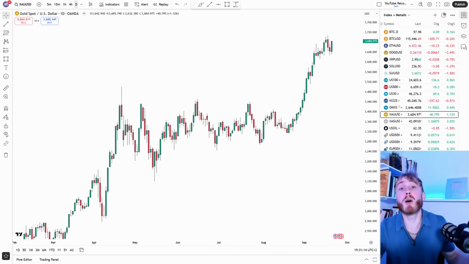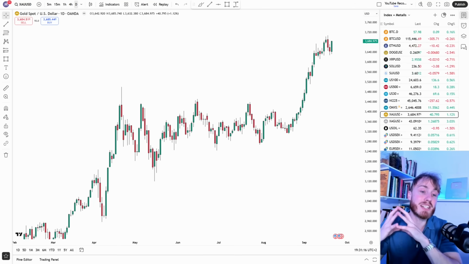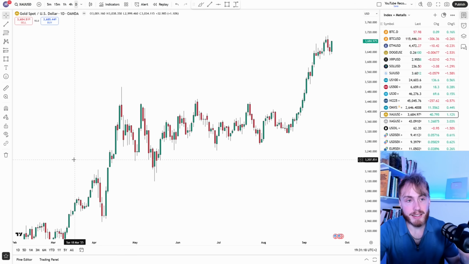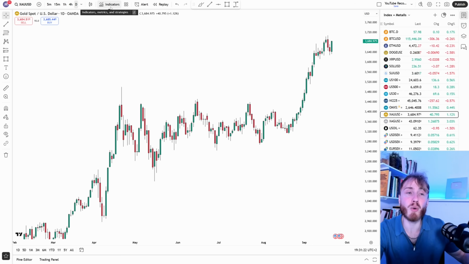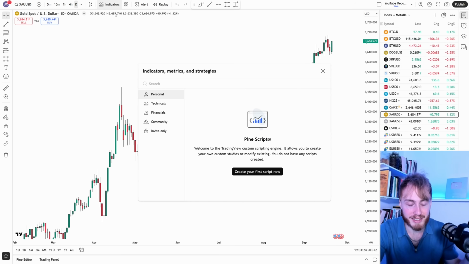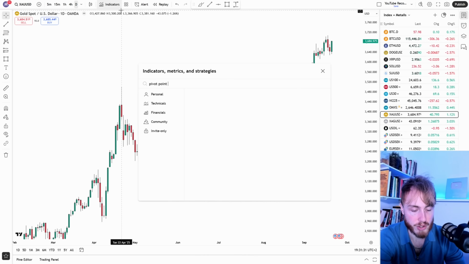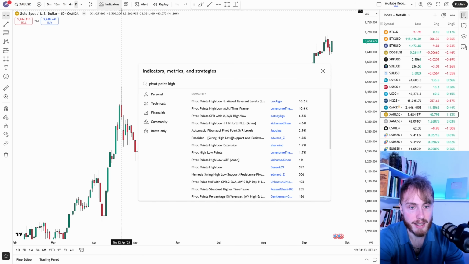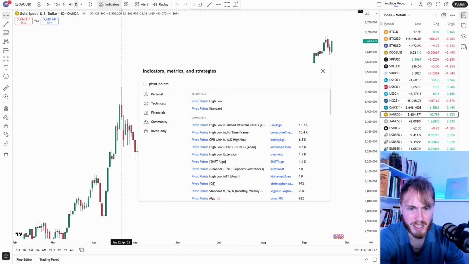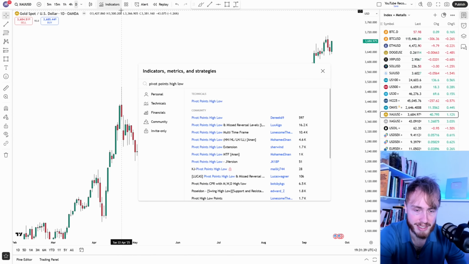Alright guys, so now we are once again back in TradingView. And let's begin here by opening up the pivot points. To do this, as always, we go up to the indicators tab right here. And now you want to search for pivot points. Yeah, Pivot Points High Low is the name.